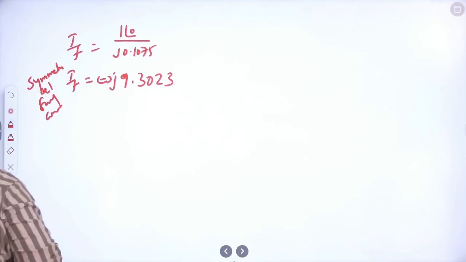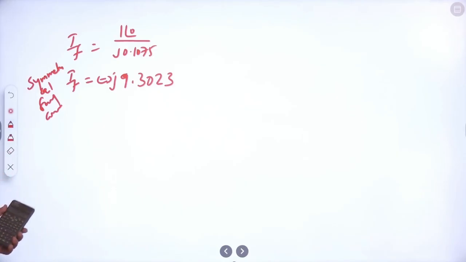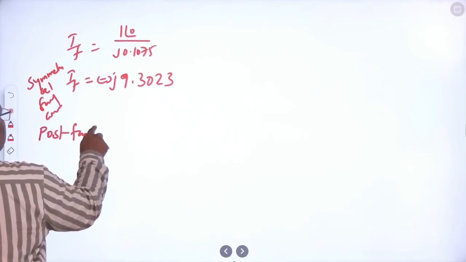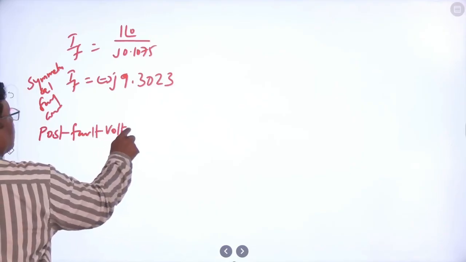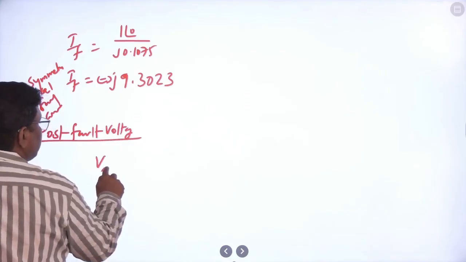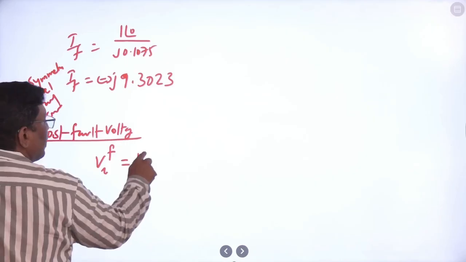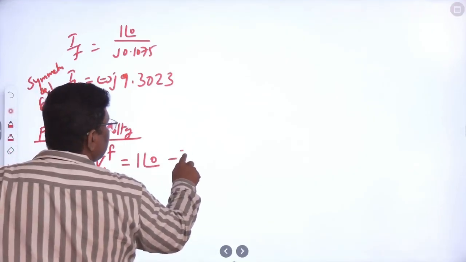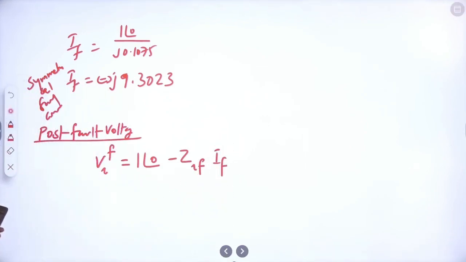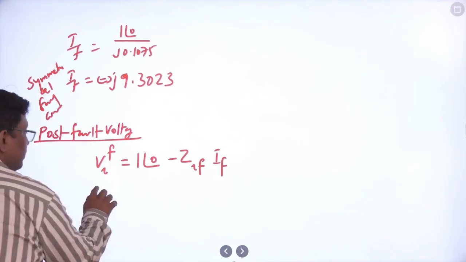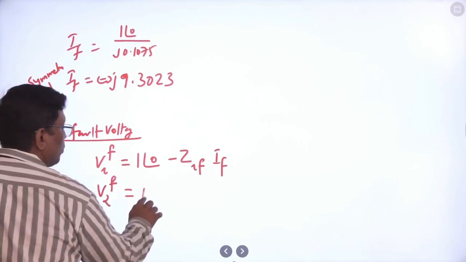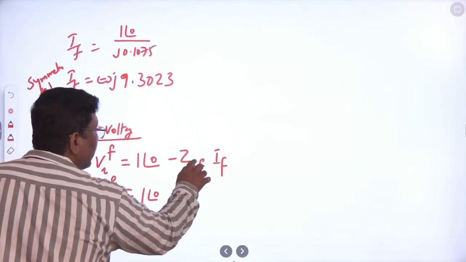Fault current value. And the next one they ask is post fault voltage. How to find post fault voltage? V_i^F equals 1∠0° minus Z_iF into I_F. Suppose we have to find the post fault voltage at bus number 2, meaning V_2^F equals 1∠0° minus Z, where i is the bus number.